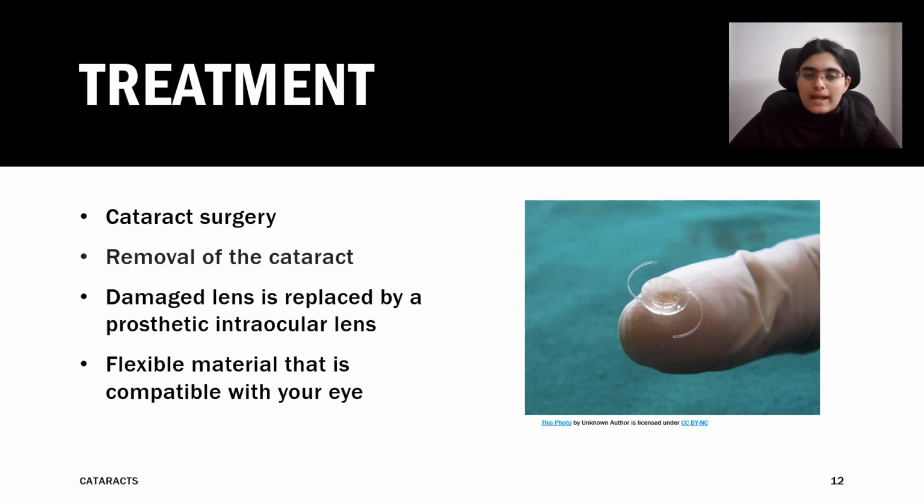The surgical treatment of cataracts, the main idea is to replace the clouded lens with an artificial lens that is placed inside the eye surgically. The surgery involves removal of the cataract and replacing the damaged lens by a prosthetic intraocular lens, like you can see in the inset. This lens is made of a silicone material. It's a flexible material that is compatible with your eye, and we've come a long way in technology to be able to replace damaged lenses with intraocular lenses, which I think is fantastic, right?